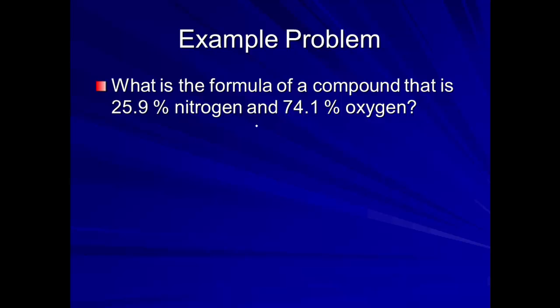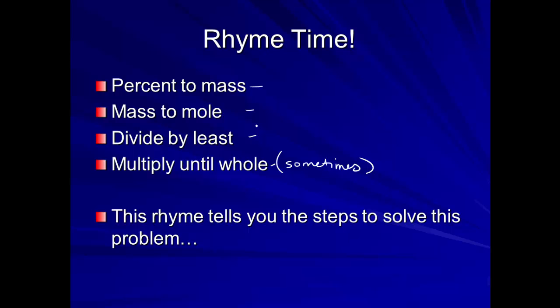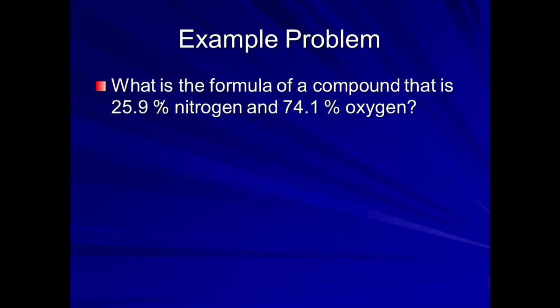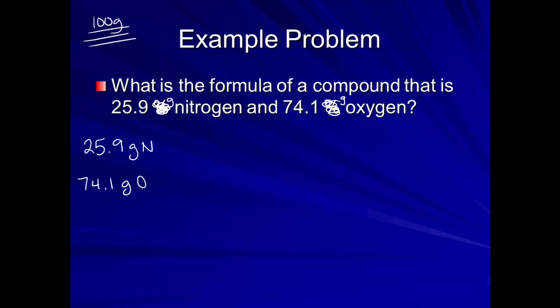So the first step, if you remember from the rhyme, is percent to mass. This is the easiest step involved. You literally get rid of the percentage sign and change it to grams. The way that works is we're basically assuming we have 100 grams. And if you have 100 grams and it's 25.9% nitrogen, you have 25.9 grams of nitrogen. So the way that I show my work on these is I write my grams of my elements over here on the left-hand side of my paper, and then I continue on. And I promise it'll kind of make sense why I put those numbers over there. I'm trying to help you be efficient in your work.